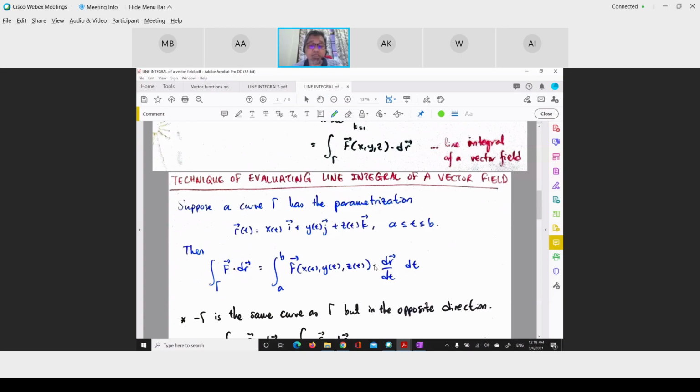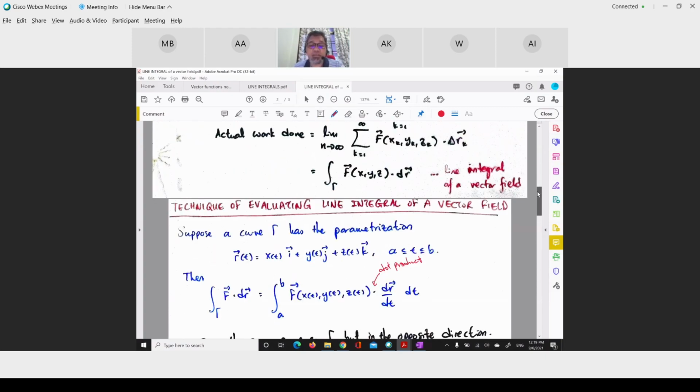And remember, this is again a dot product. The dot that you see here is a dot product. It's not just a dot, but it is a dot product. r'(t) is a vector, and the vector field F is also a vector. So we have a dot product of two vectors there. So this is how we can calculate the line integral of a vector field. Okay, let's see an example.